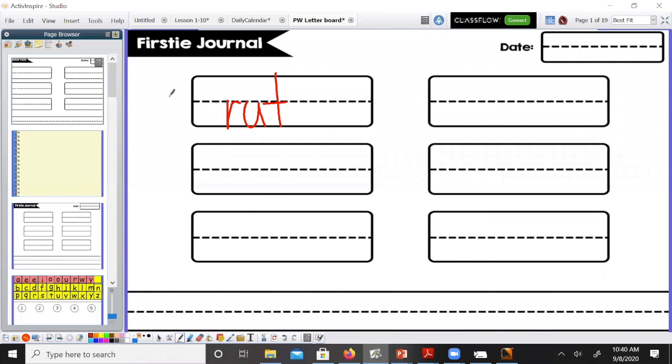Rug. We're going to write rug. Okay, let me see. What do you got? Good. Rug. What's the first sound we hear? G. Rug. Okay. Good job. Now the next word I want you to write is hug.